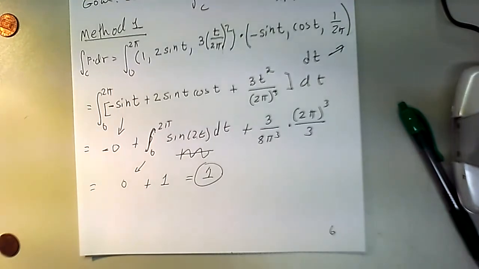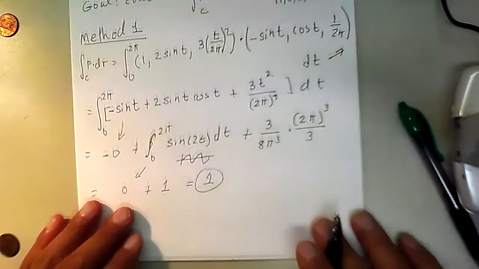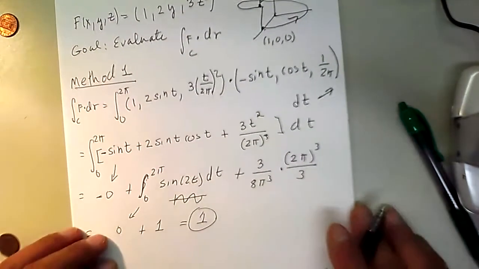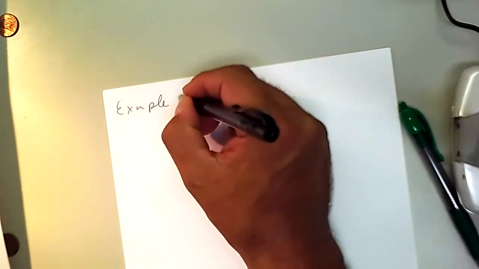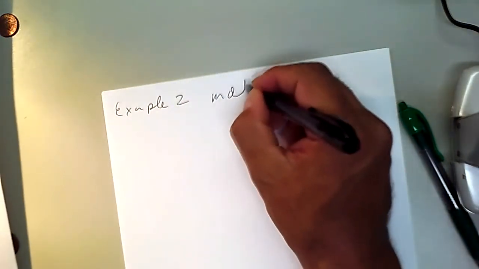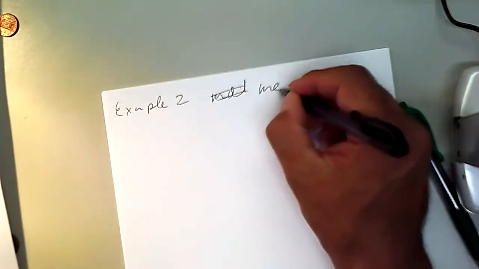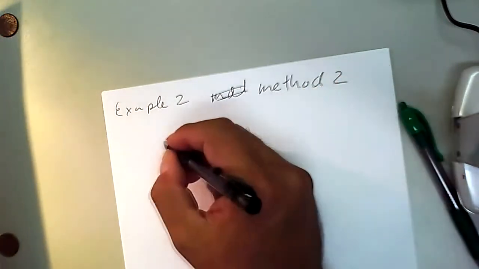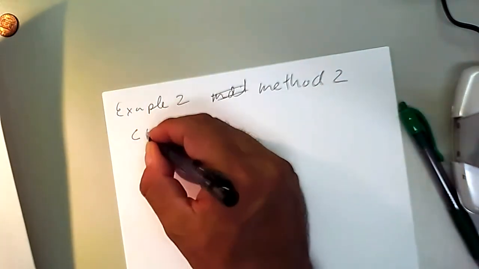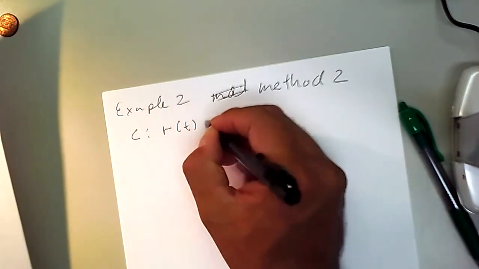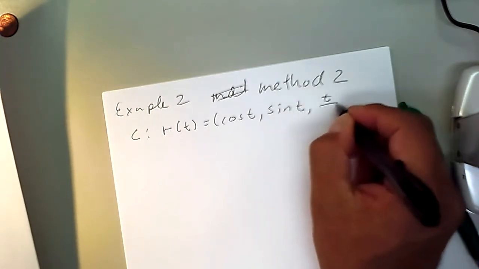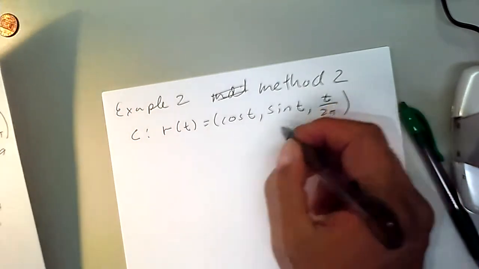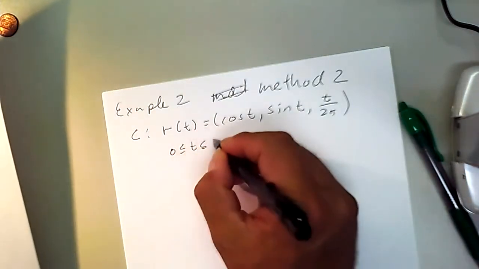Okay, so that is the first method of the second example without applying the fundamental theorem of line integrals whatsoever. Okay, so example 2, whoops, that looks funny, method 2. Okay, I'm going to copy the r of t equals cosine of t, sine t, and then t over 2 pi, where 0 is less than or equal to t less than or equal to 2 pi.